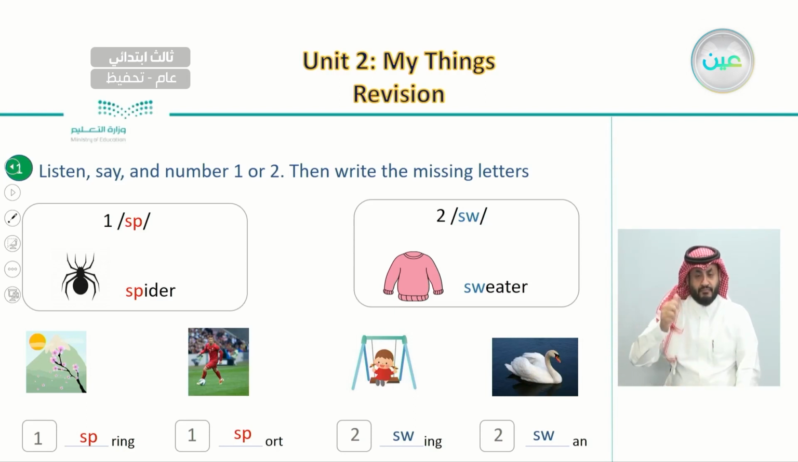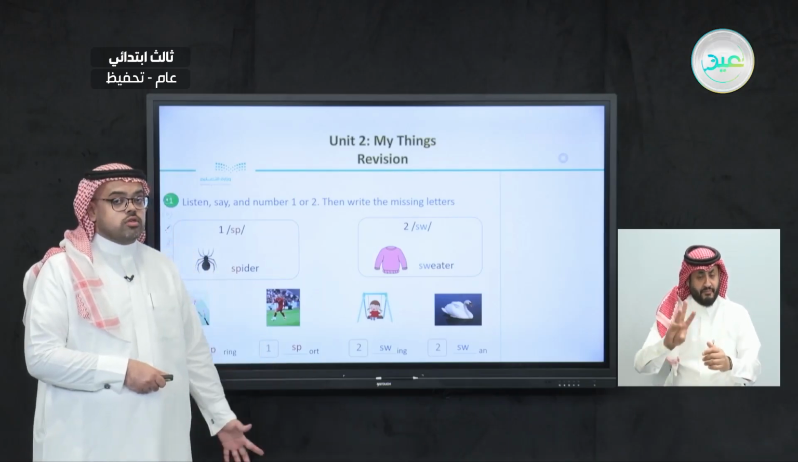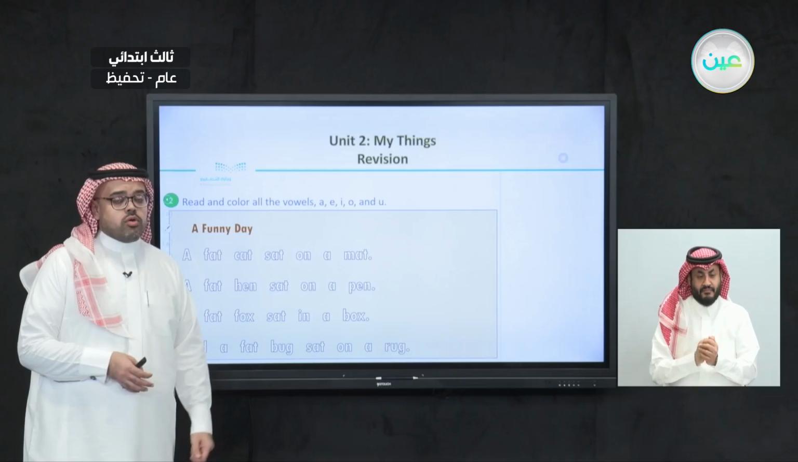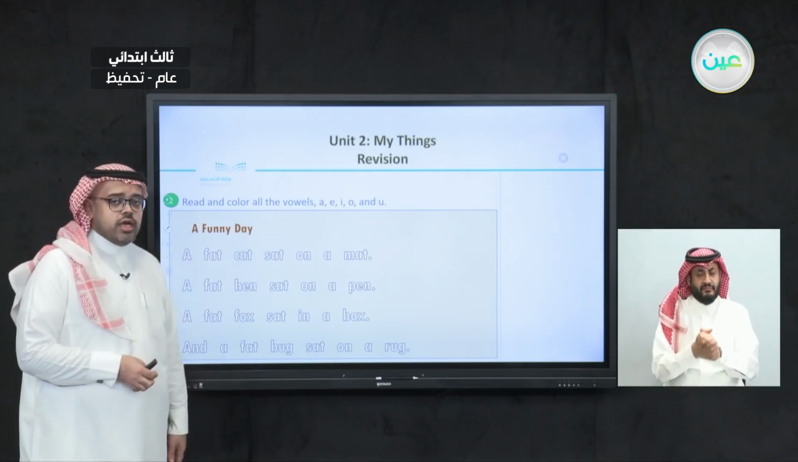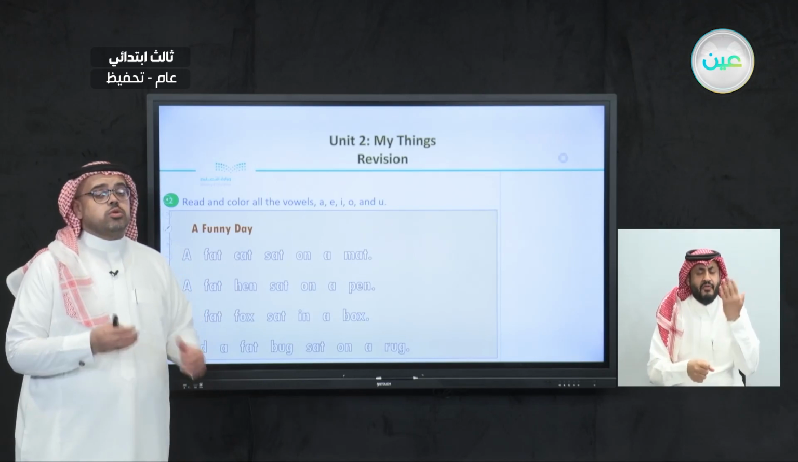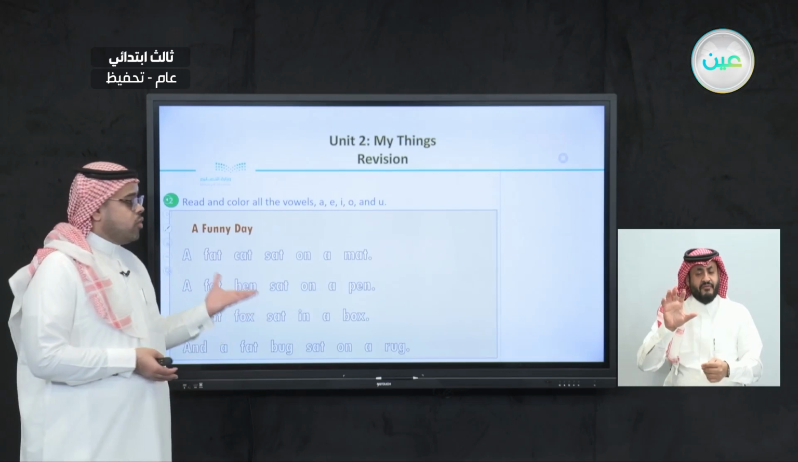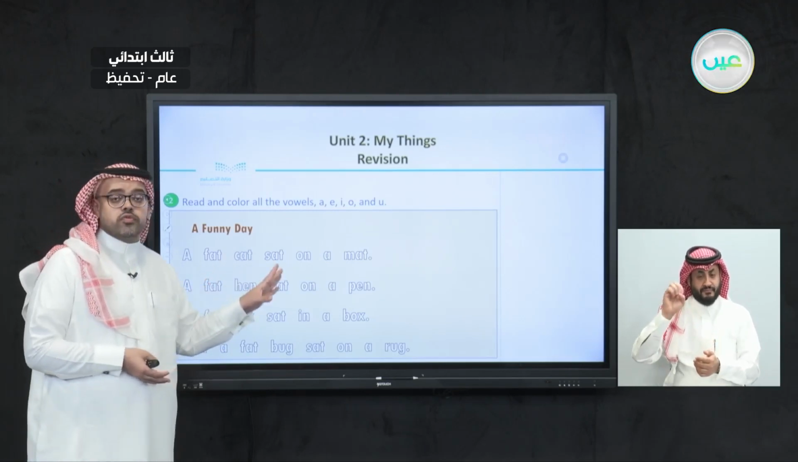Very good. So here we go. Here we have these 6 words with 2 different sounds. And the other exercise we have is how to read and color all the vowels, which are A, E, I, O, and U. So this is a story called A Funny Day. What we did last time is that we read this story, and after we read it, we went to color each of these vowels.